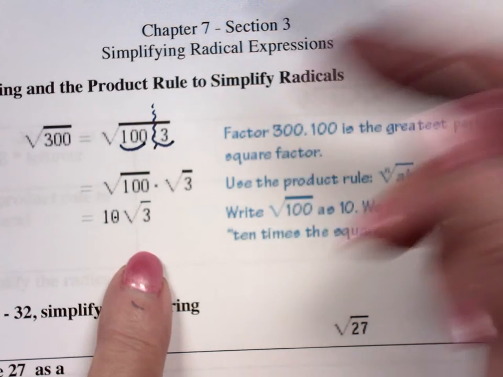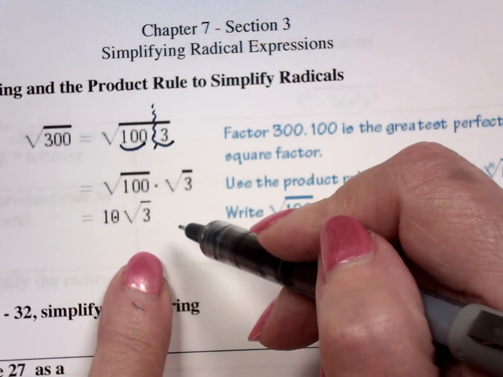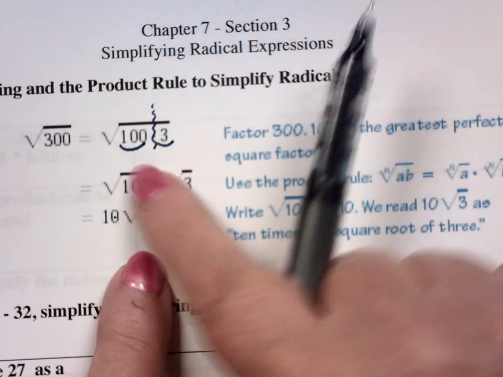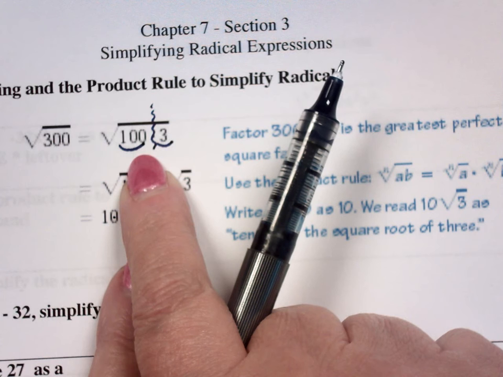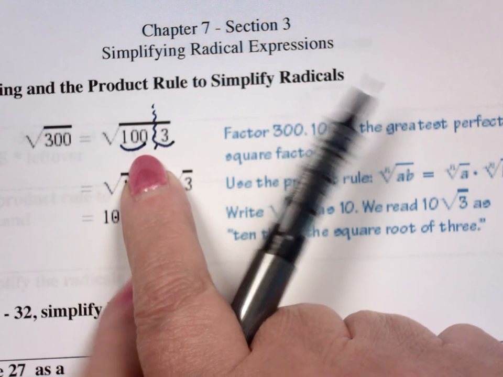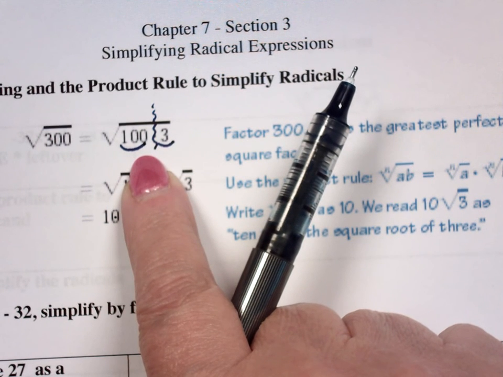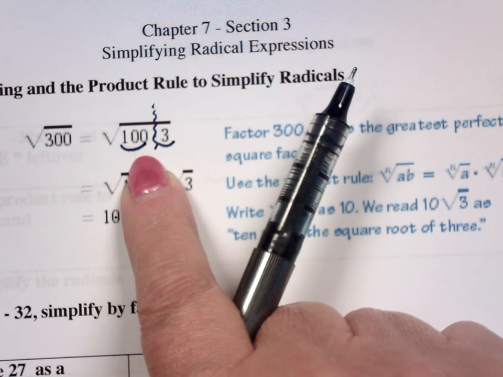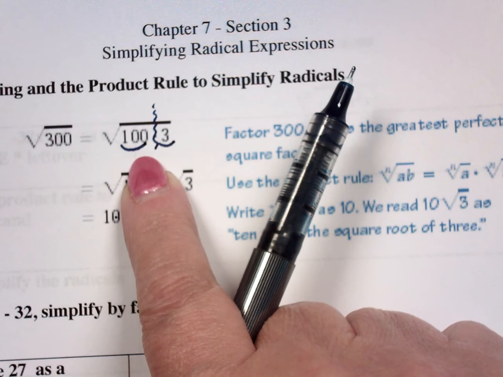Now, you don't have to put all these steps in, but I always start out with this first step. Always. I break it into two pieces: the perfect square, cube, fourth, whatever it is, and the leftover. Then I know how the two pieces are going to break apart.